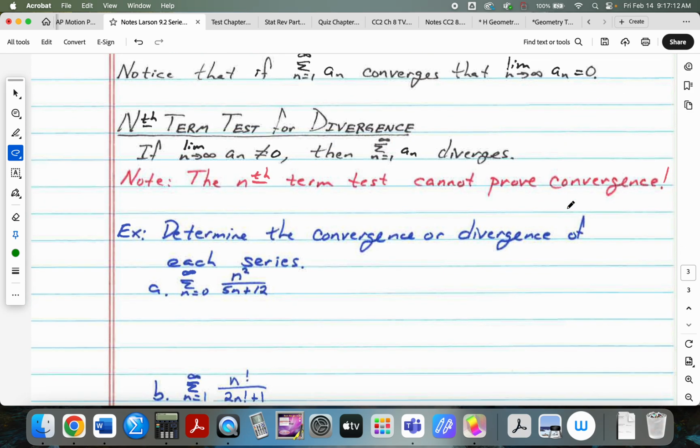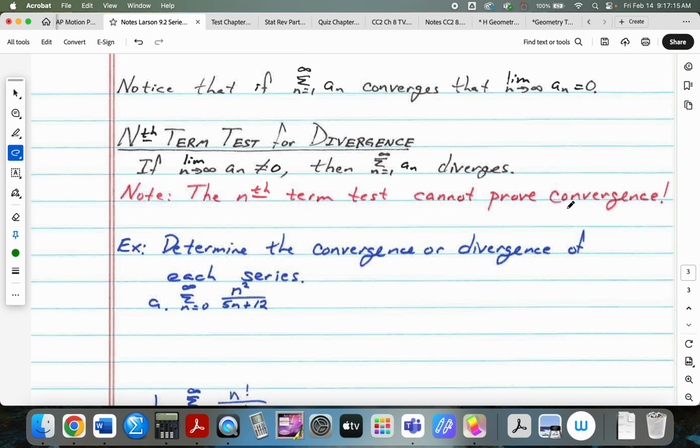All right, last page. Notice that if we have a convergent series, then the limit of the terms of the series must be equal to 0. Your terms have to get really small. Be really careful of this idea. This is called the nth term test for divergence. It says that if the limit as n goes to infinity of a sub n is not 0, then this series diverges.